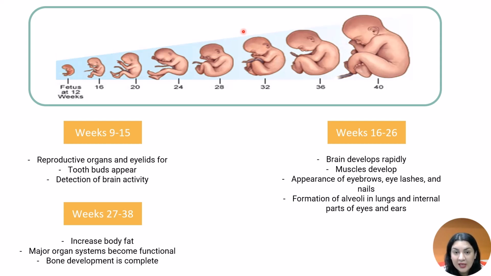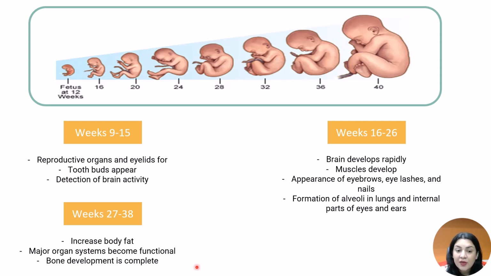By the time you get between weeks 16 to week 26 of development, you have a lot more rapid development of the brain. The muscles are developing, the eyebrows are coming in, the lashes are coming in, the nails are appearing, and then in the lungs, the alveoli are starting to develop. And this you'll see when we talk about the embryology of the respiratory system. Between these weeks 16 to 26, you also have the internal parts of the eyes and the ears developing further as well.